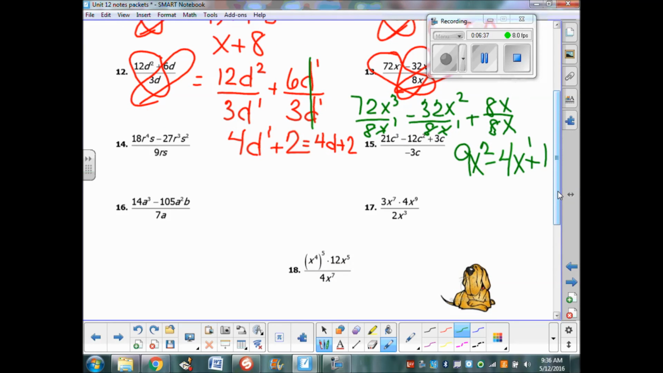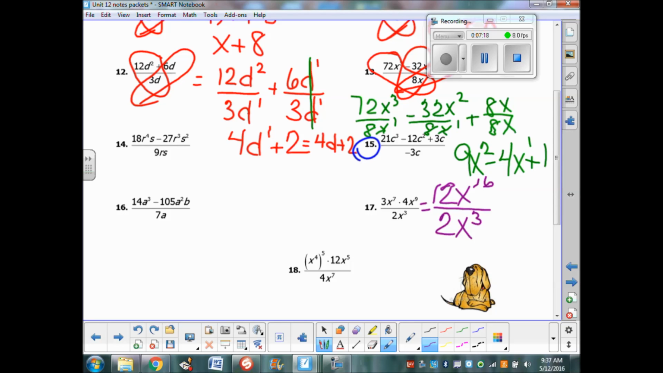All right, I'm going to have you do 15 on your own, okay. And then let's hop down to 17. 17, we've got some multiplication to take care of first in the numerator. So I have to change gears and say, okay, I got to multiply. So 3 times 4 is 12. And then I have to think, when I'm multiplying, I got to add my exponents. So it's going to be x to the 7 plus 9, which is 16, divided by that 2x cubed.